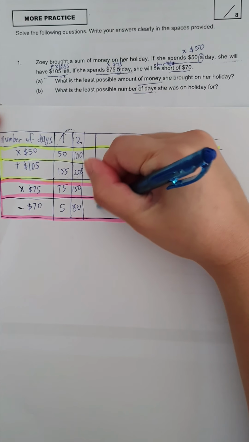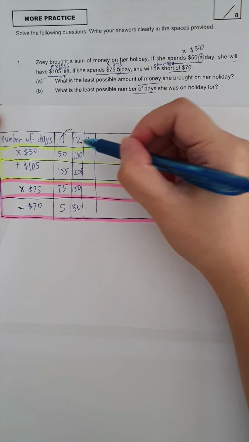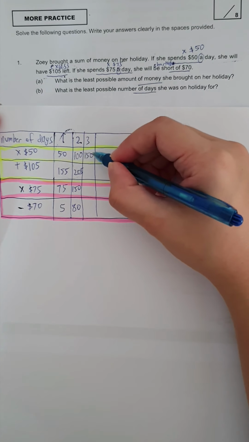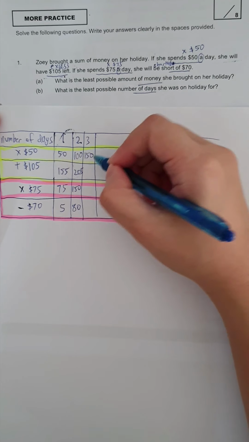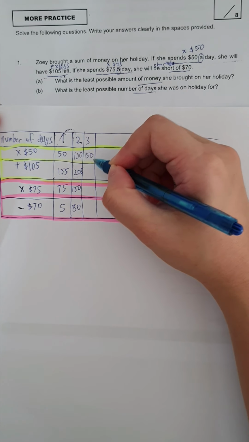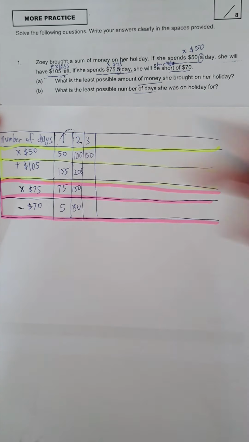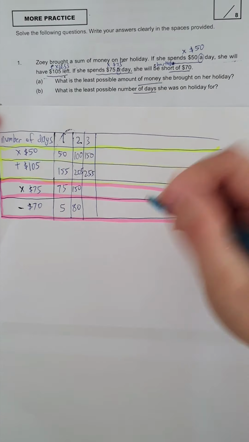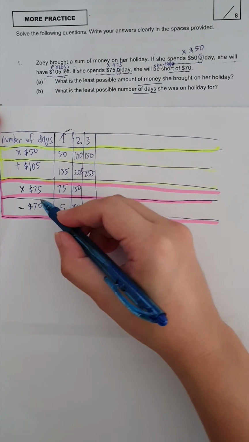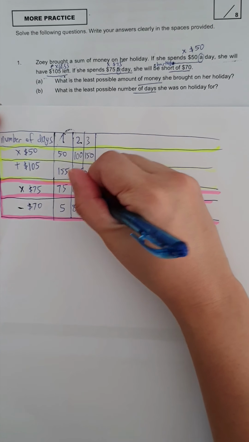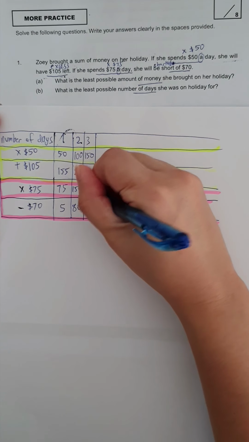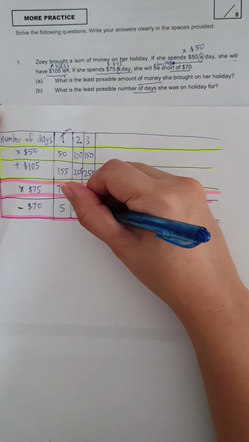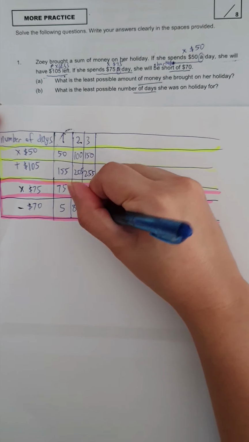Let's do day 3. 3 times 50 is 150. Then 150 plus 105, you will get 255. Next one, 3 times 75 is 225. And then 225 minus 70, you will get 155.